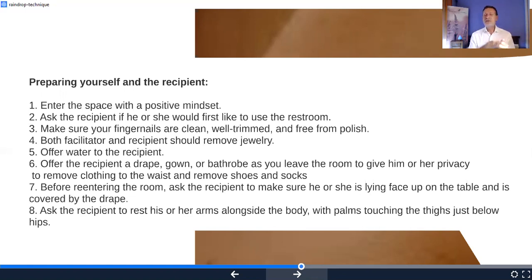Okay, so you have to forget everything when you are doing the raindrop technique, because you have to be in contact with your recipient and give all the positive energy. And he has to feel that you are giving a relaxing technique to him, or to her. So it's very important, okay?